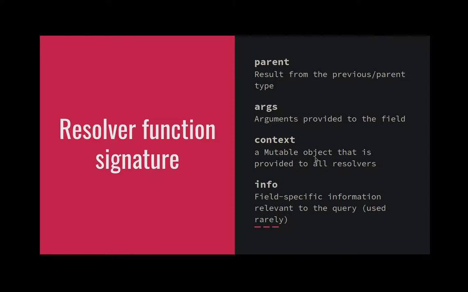Context is a mutable object that is provided to all resolvers. Now the description says that it's mutable, but it's advisable not to tamper with this object since this will be accessible to all resolvers and changing it will make it harder to keep track of the object, so better not touch it. Info is a field-specific information relevant to the query. This object is rarely used, so let's save the discussion for some other time.